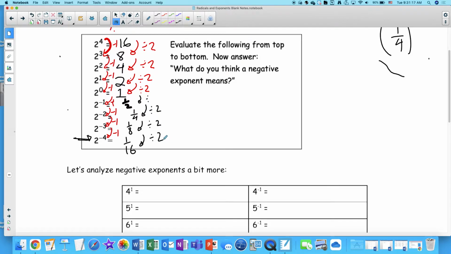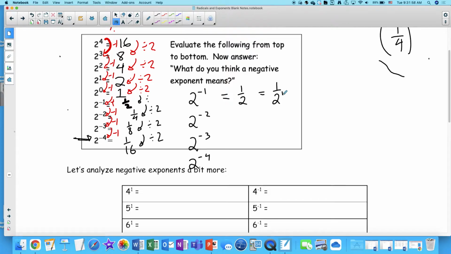Now, these are the values of these powers with negative exponents, but I'm actually going to rewrite them in a different way so that we can make a generalization here, right? So if we look at 2 to the negative 1, 2 to the negative 2, 2 to the negative 3, 2 to the negative 4. Okay, this one has a value of 1 over 2. If I want to write that where there's an exponent on the 2, that would be 1 over 2 to the 1.